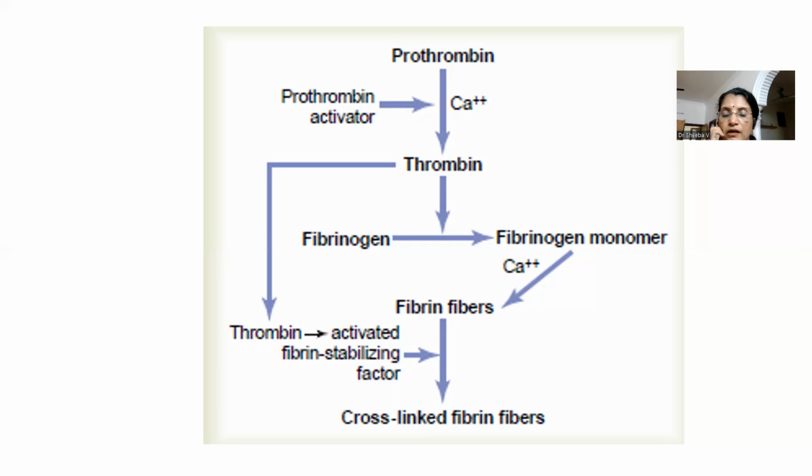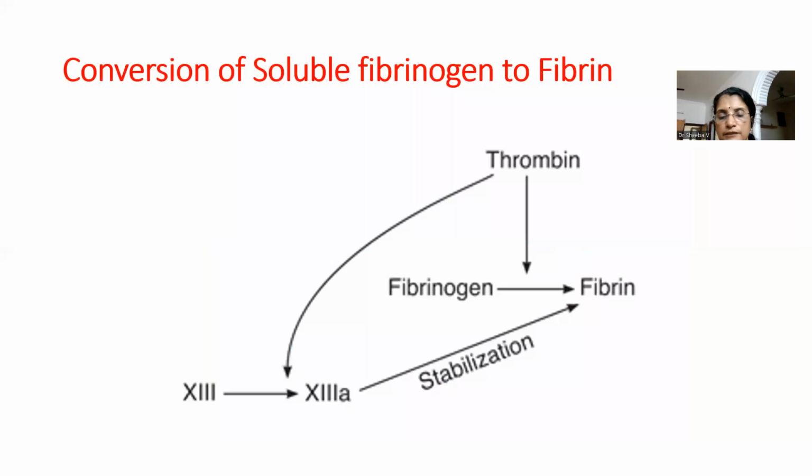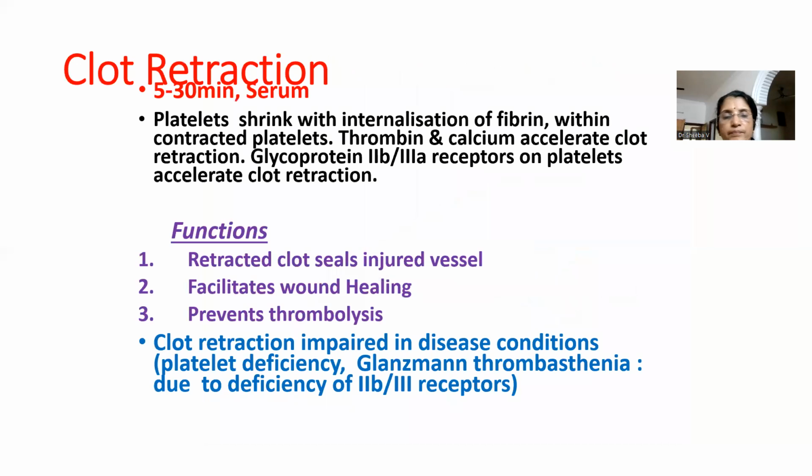To this network of cross-linked fibrin fibers, the cells, the RBCs, adhere. These cells all adhere to form a plug, the clot. Now the clot is formed by these cross-linked fibers. Actually, it is the fibrin stabilizing factor that stabilizes the fibrin network.